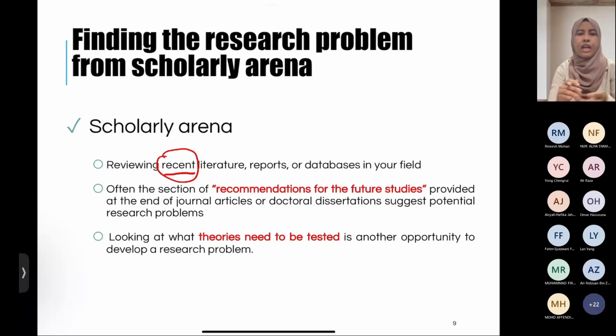Okay? And then another way is looking at what theory needs to be tested. That is another opportunity to develop a research problem. What theory needs to be tested? Perhaps that theory is well known for a different application, but never in the particular problem that you want to solve. But using the same concept, it can be done. So you take the existing theory and you test it on the new application. Okay, so that could be the research problem that you want to highlight.